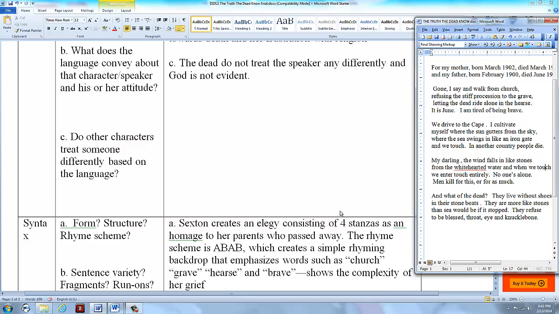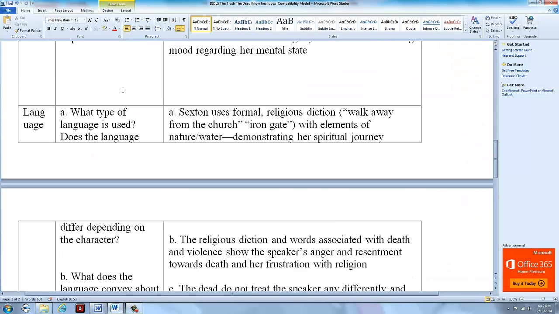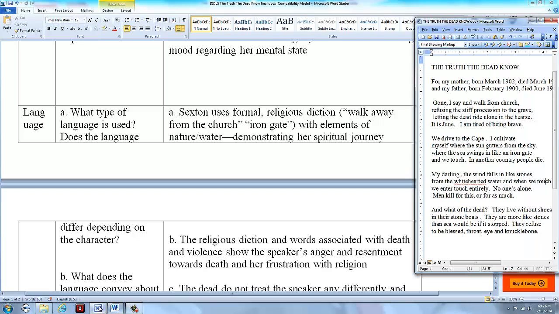I think what we see here with language is that we have some formal religious diction, words like walking away from the church, the iron gate. We mentioned before the word blessed. Yet there's also diction associated with nature. So you have religion and nature, and I think both of which are showing a journey, a spiritual journey for our speaker. She's struggling with her faith, and she's attempting to find answers in the internal conflict she's having regarding her parents' death.